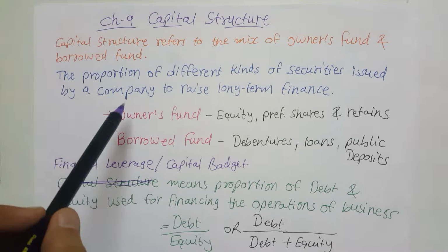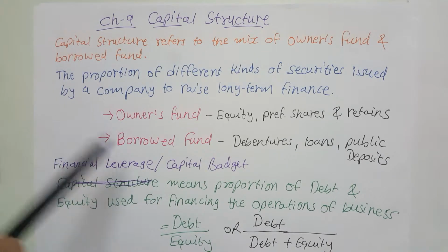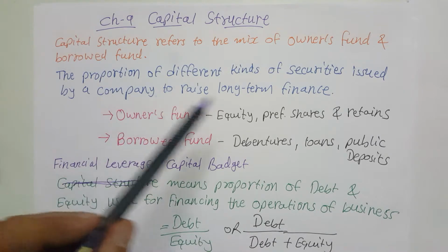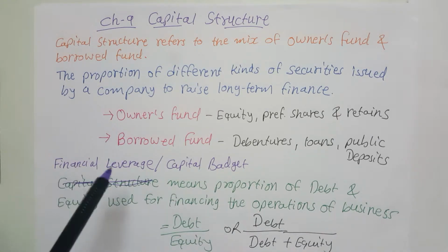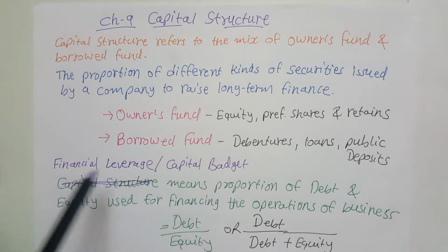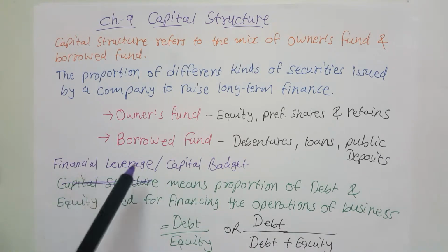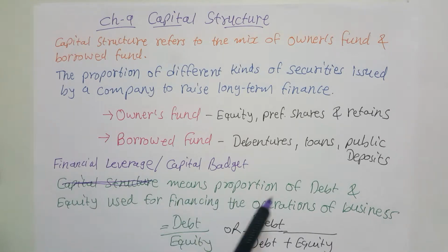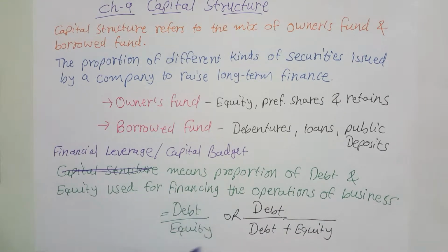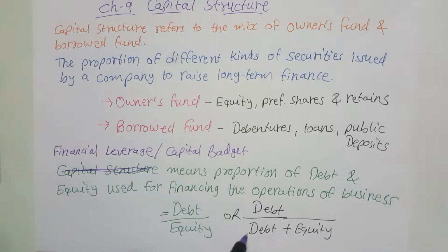So the proportion we are using of owners' fund and borrowed fund is a part of capital structure. It is showing our capital structure. It is also known as financial leverage or capital gearing. What is the meaning of financial leverage? Financial leverage means the proportion of debt and equity used for financing the operations of the business. There is a formula to calculate financial leverage: debt divided by equity, or debt divided by debt plus equity. Of the overall capital we have, the portion of debt is showing your financial leverage.